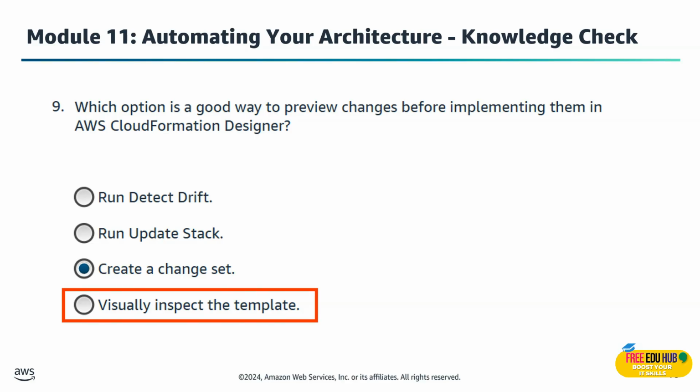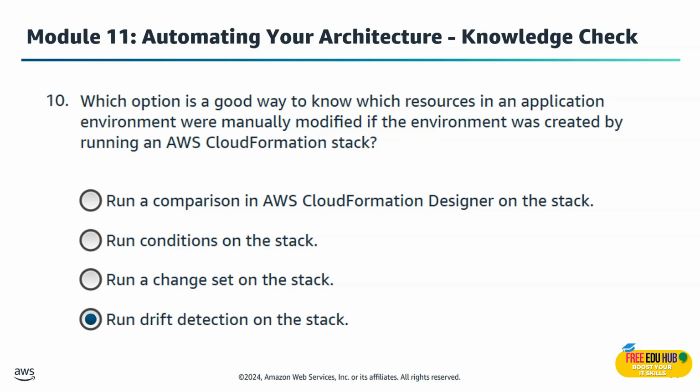The last question in module 11 says, which option is a good way to know which resources in an application environment were manually modified if the environment was created by running an AWS CloudFormation stack? So the right answer for this one is run drift detection on the stack. Drift detection tells you if someone manually changed resources outside of CloudFormation. It compares the actual live environment against what's defined in your stack template.